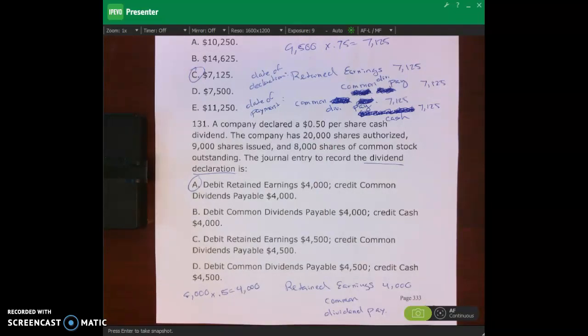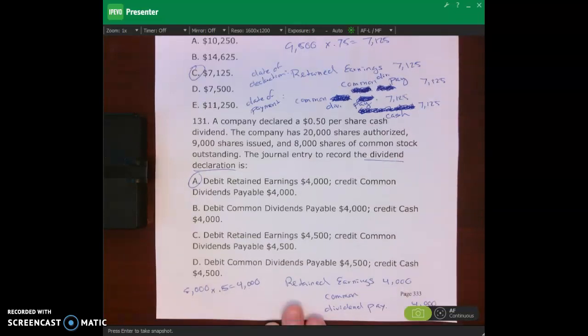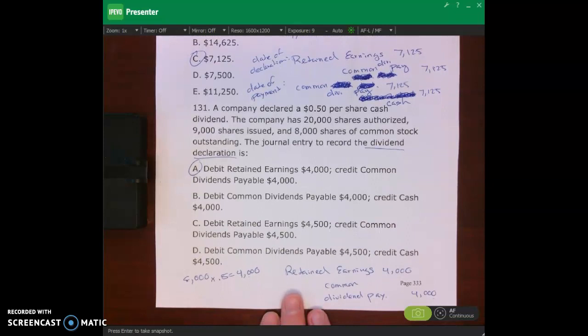So on the date of declaration, just like we did up here, we debit retained earnings, and then we credit our common dividends payable. And in this case, it's for 4,000. So the right answer right there is A. Debit retained earnings 4,000, credit common dividends payable for 4,000.